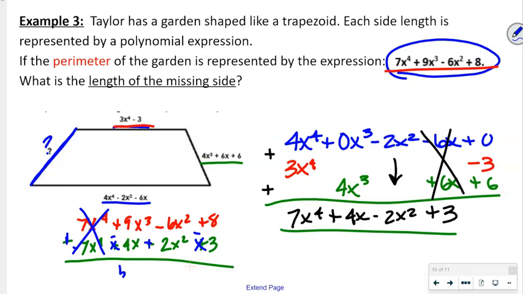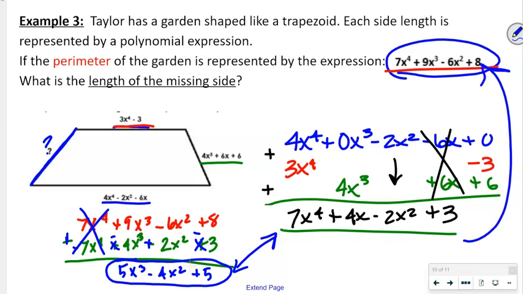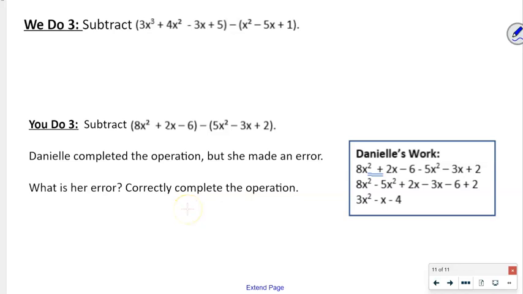That's, oh, by the way, I forgot to put that 3rd power right there, didn't I? So that's going to be 5x to the 3rd. Negative 6 plus 2 is going to be negative 4x squared. And then 8 minus 3 is 5. So this is our side that we were missing. And we could check that by adding these two together, right? And it should then equal that one up there. All right, go ahead and do this problem and then come back to me when you're done.